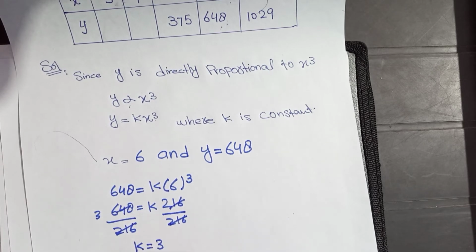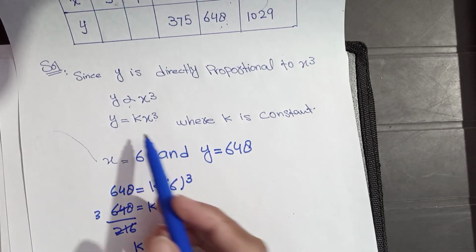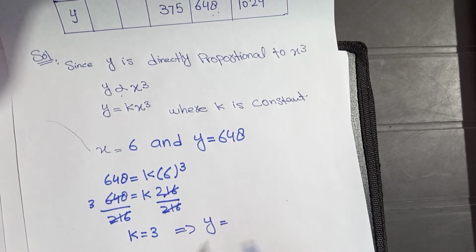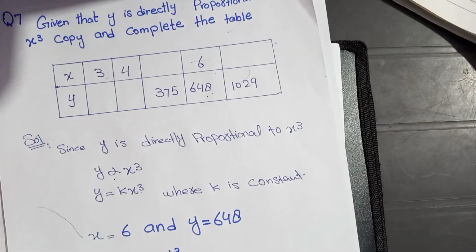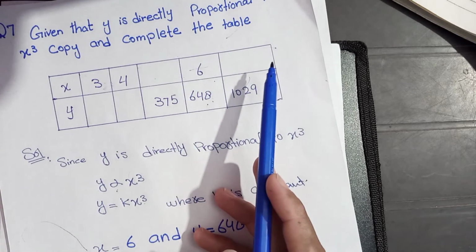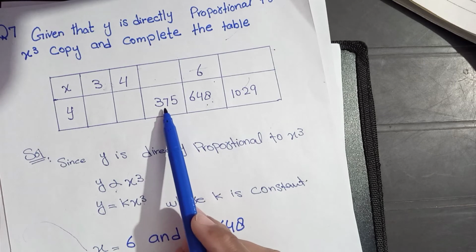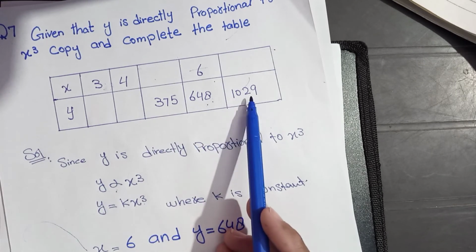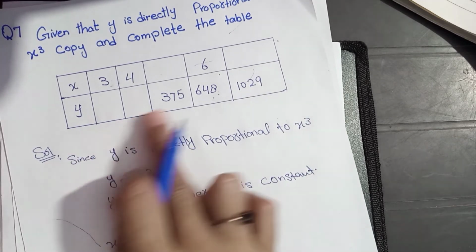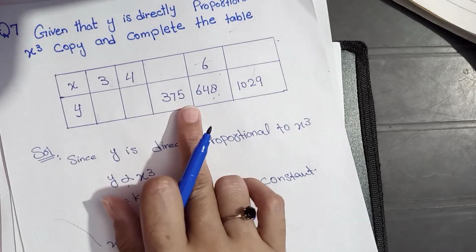Now putting the value of k in that equation, it will be y is equal to 3x cube. This equation will be used in all parts of this question. First of all we will find the value of x when y is equal to 375 and 1029. Let's find the value of x when y is equal to 375.